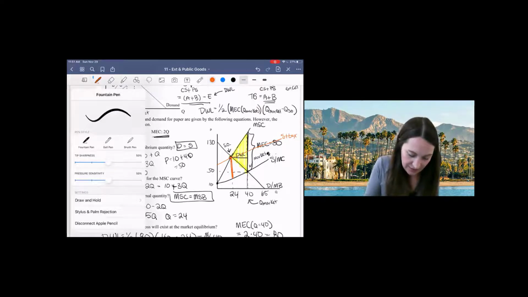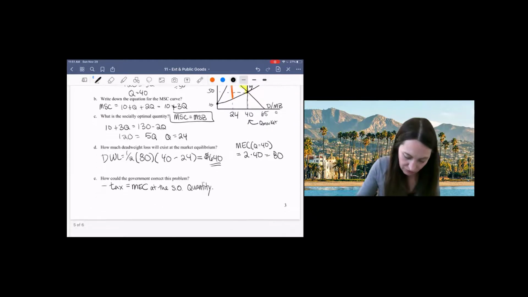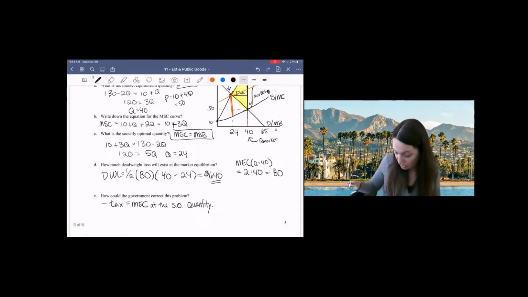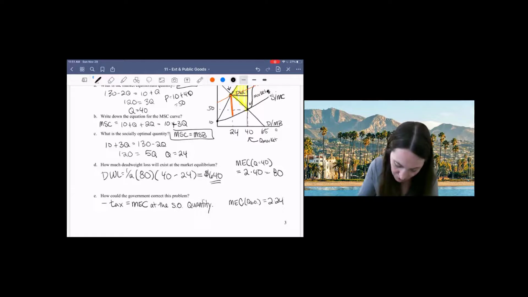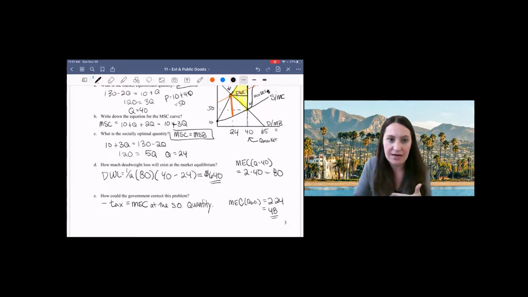So in this case, in order to find what this tax should be, we need to calculate the marginal external cost at the socially optimal quantity, which would be 2 times 24, giving us a tax of $48 per unit. And we're using the per unit tax here as a simplified version of a tax, but it's actually quite realistic in markets with externalities.